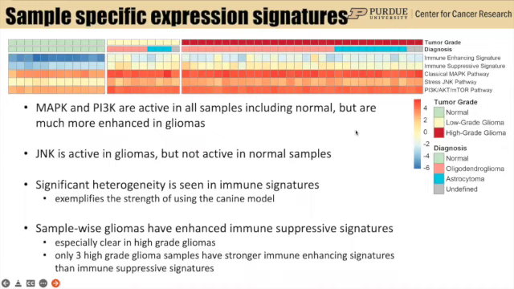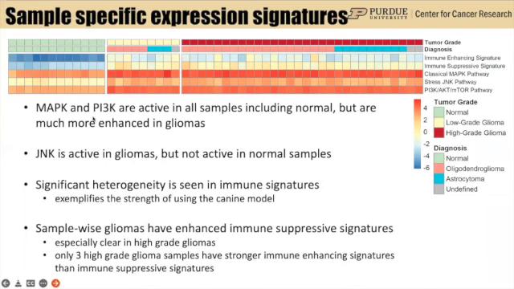So we did also run an ssGSEA, or gene set enrichment analysis, with specific signatures that we were interested in seeing: specifically an immune enhancing signature, an immune suppressive signature, as well as the classic MAPK pathway, the stress JNK pathway, and then the PI3K, AKT, mTOR pathways. We were interested in seeing whether any of these gene expression signatures were enriched in our samples.